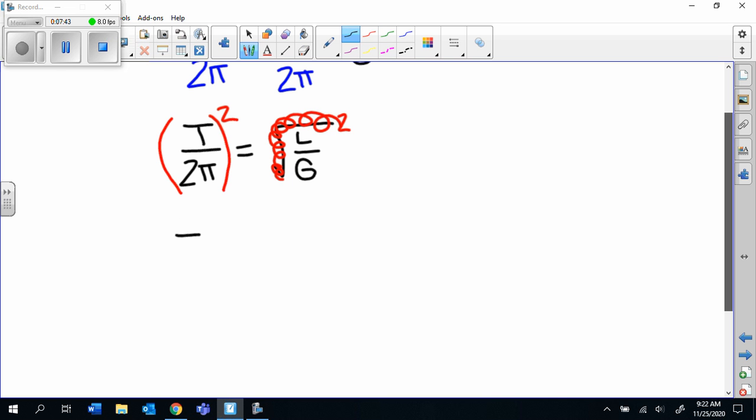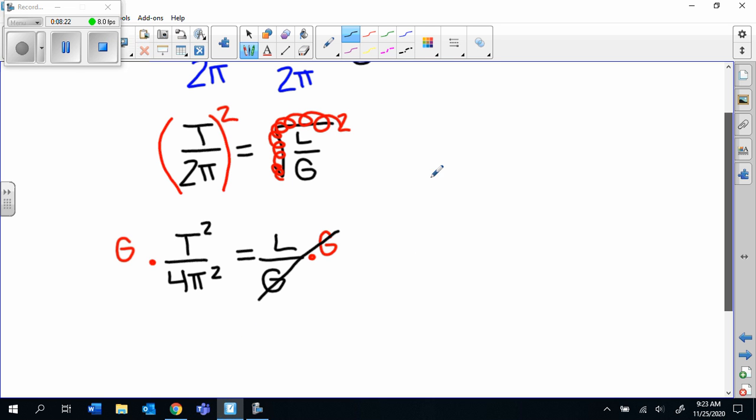So we have t squared over 4, excuse me, pi squared. And we have L over G. All right, we are almost done. We have to get rid of this divide by G. The fraction is the piece that we now have trouble with. And so if we have L over G, the best thing to do is to multiply both sides by G, because multiply undoes divide. So that's going to cancel that right there. And now you can see we have L by itself.